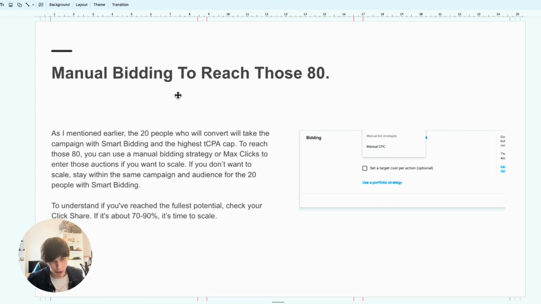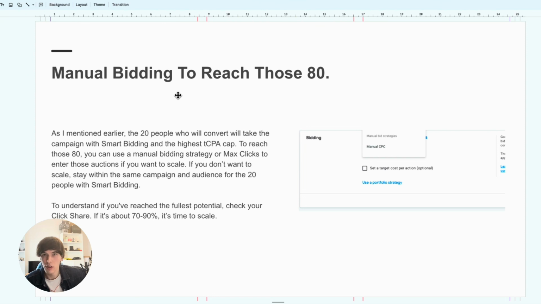And manual bidding to reach those 80. As I mentioned earlier, the 20 people that will convert will be taken by the campaign with smart bidding and the highest target CPA cap. To reach those other 80 that Google thinks won't convert, you can use a manual bidding strategy or max clicks to enter those auctions. But if you don't want to scale, you can just stay within this broad match campaign using target CPA and broad match, and you will be okay.